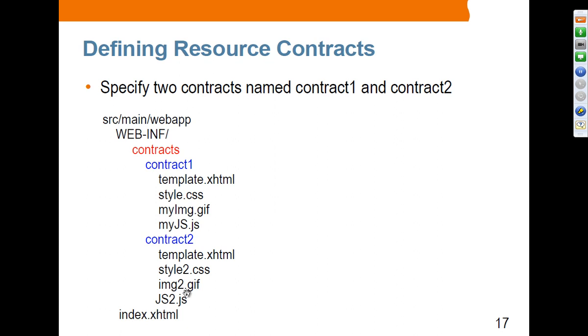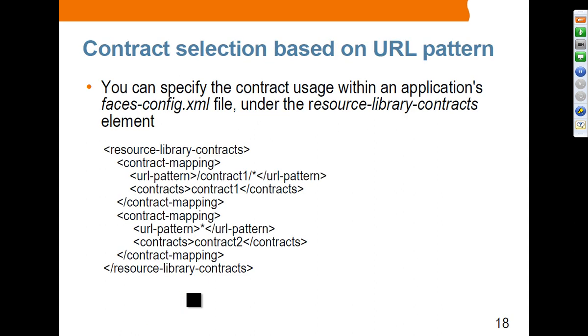Now, how are you going to use which contract for what URL pattern? That's something you are going to specify in your faces-config.xml file. Here, whenever there is a URL pattern of /contract1, I want to use contract1. For the rest, I'm going to use contract2. Of course, you can have as many URL patterns as you want. As long as the first URL pattern is matched, that contract is going to be used.